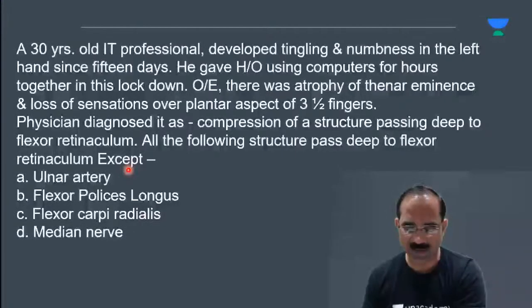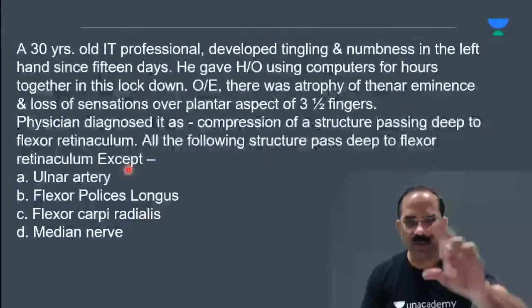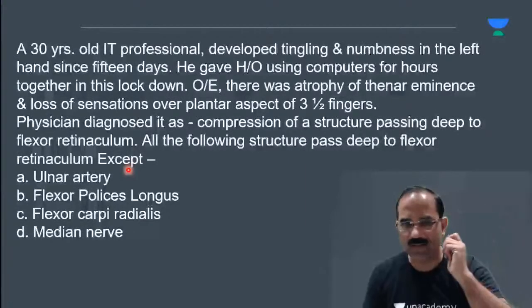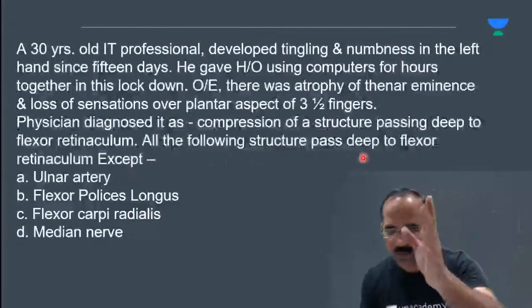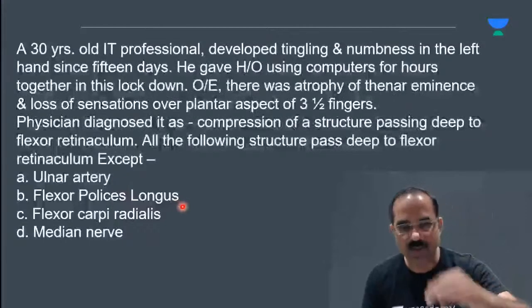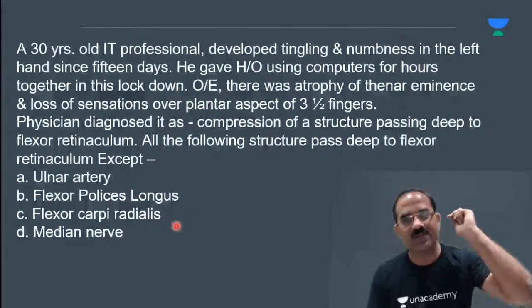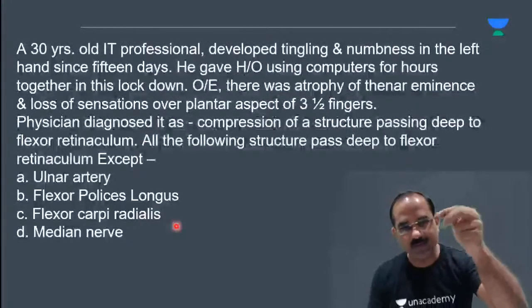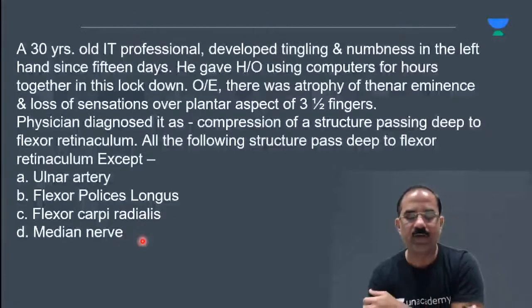Yes. So now what do you say? Yes, students, should there be a change? One of the following structures pass, because see, ulnar artery goes superficial, correct? Flexor pollicis longus goes superficial to the flexor retinaculum. Flexor carpi radialis does not pass through the carpal tunnel, it passes through the split of the flexor retinaculum. So the answer here should be the median nerve.